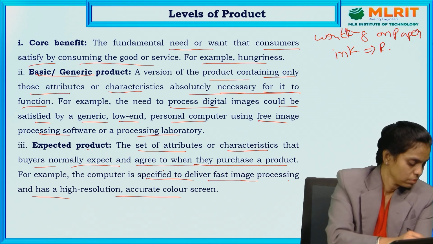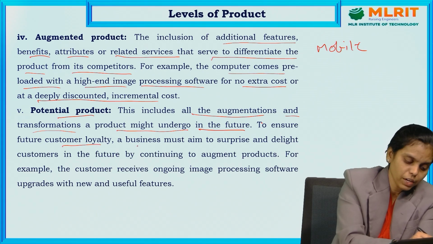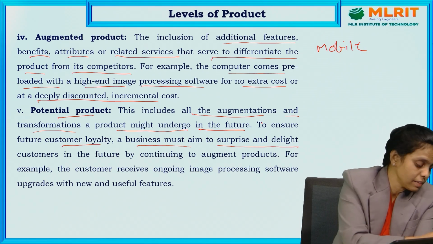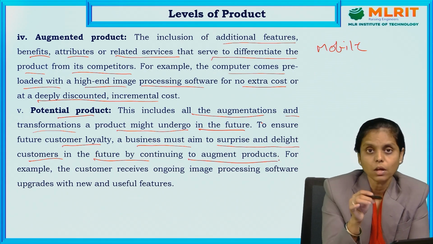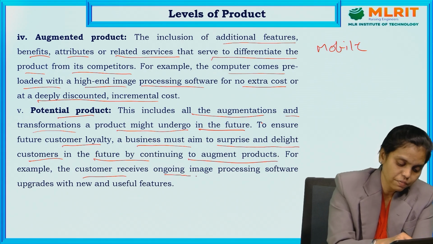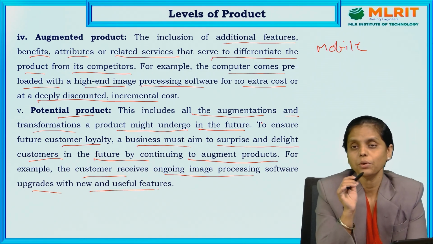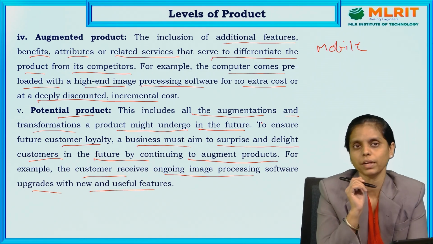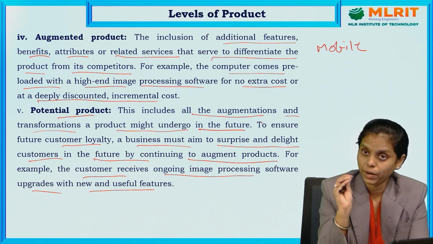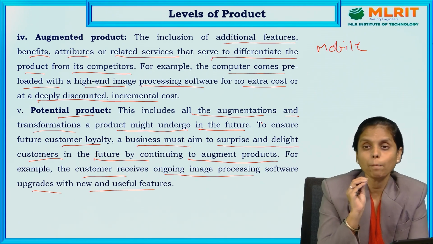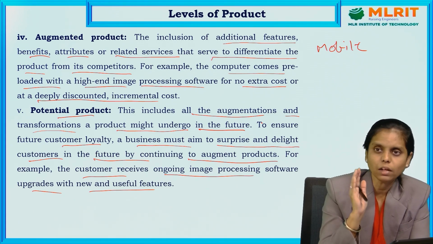To ensure future customer loyalty, a business must aim to surprise or delight customers in future by continuing to augment products. For example, customers receive ongoing image processing software upgrades with new and useful features. All this we call potential products. So these are the five different levels of product that a business offers to its customers to address their needs and gain competitive advantages.